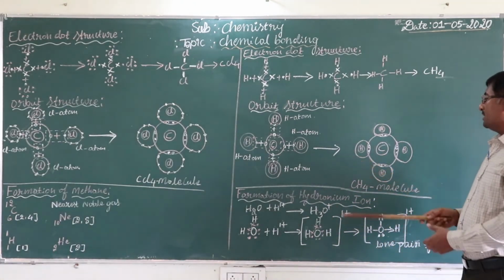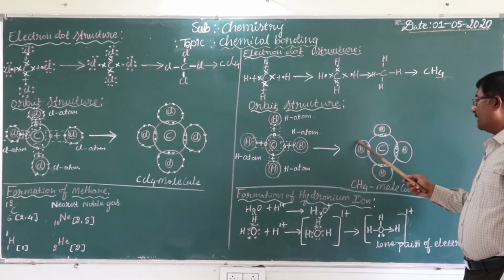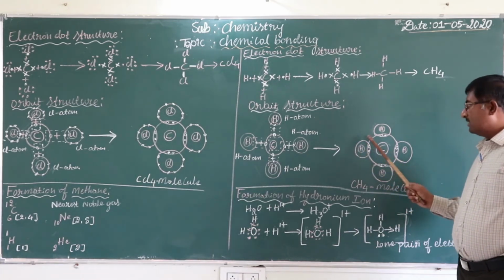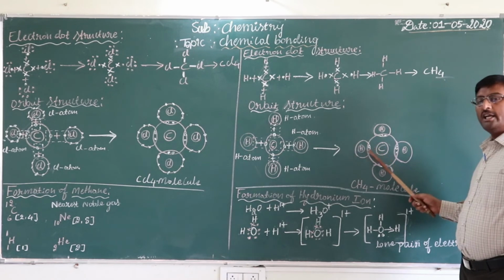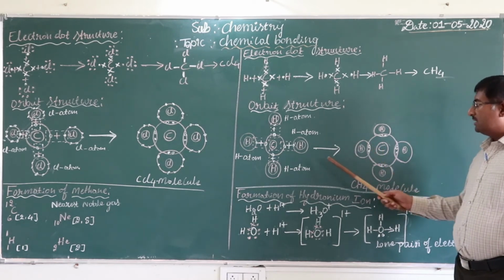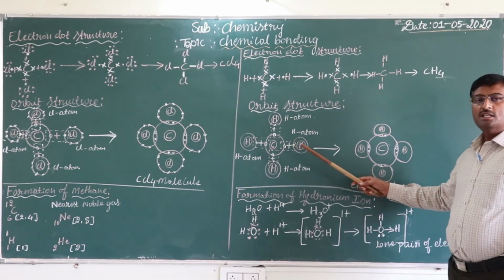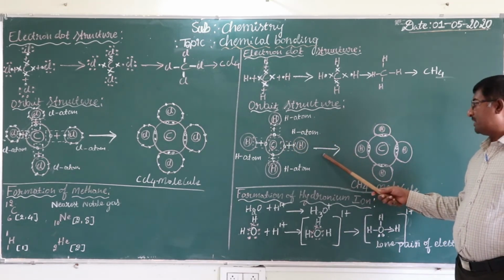Next, after the combination, see here overlapping takes place between carbon and hydrogen. Like this, overlapping means combination, covalent bond formation has taken place. Like that we have to understand. Here there is no overlap. In between, a plus sign is there. A plus sign in between means covalent bond formation has still not taken place.